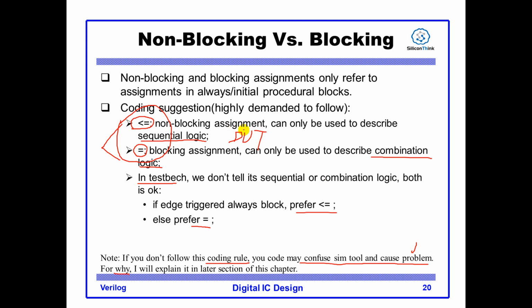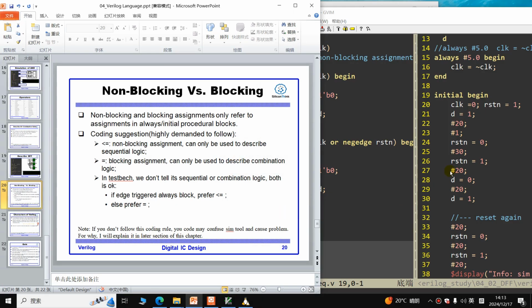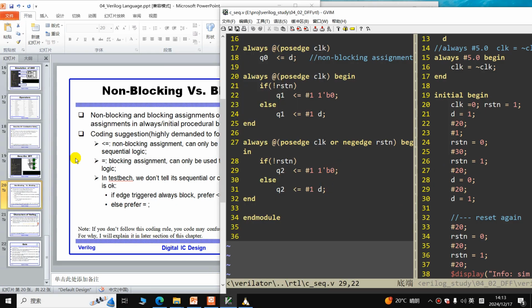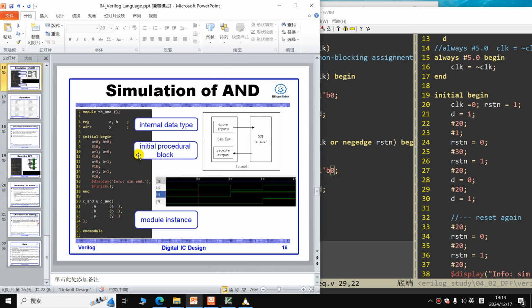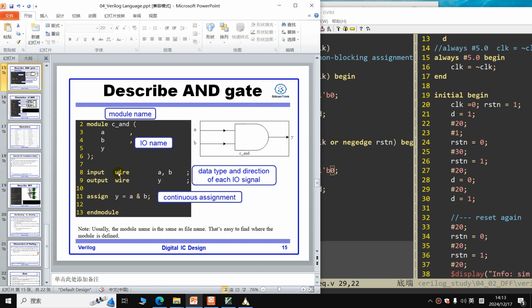Okay, this is the usage rule for non-blocking assignment and blocking assignment. For continuous assignment, that is code beginning with assign. Okay, there is only the assignment operator, using the equal operator.